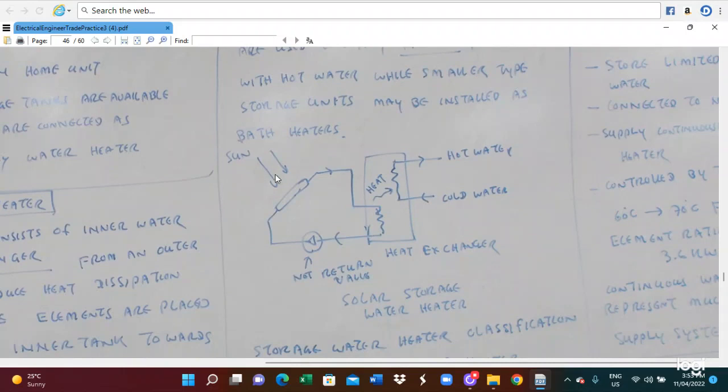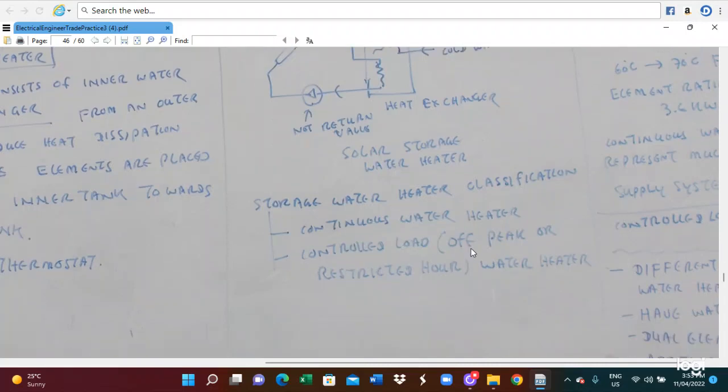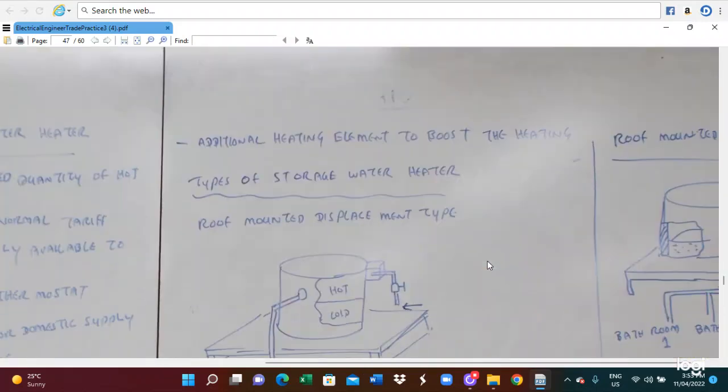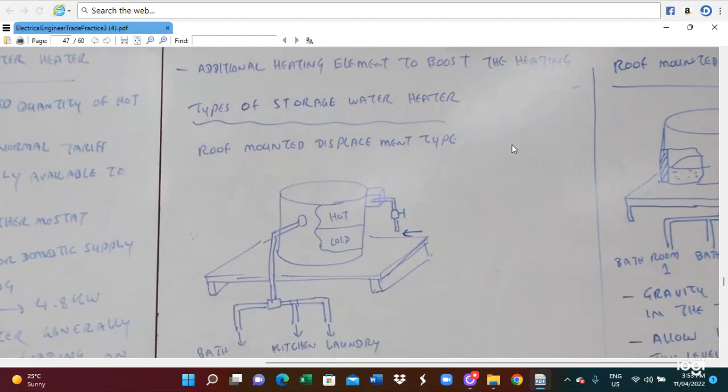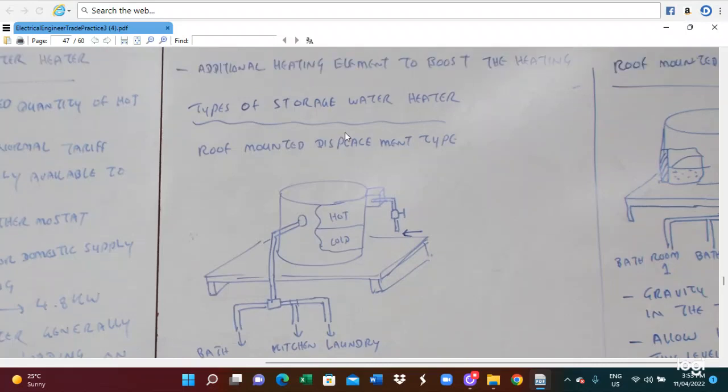So in this case, here is the solar water heater, see the sun coming here. So sun energy can be absorbed in the heat exchanger, and also from cool water to hot water, heat can be exchanged. So the solar storage water heater diagram is here. So the storage water heater classifications are the continuous water heater, controlled off-peak, and the restricted hour water heater. So there is an additional heating element, a booster element. So this is about the cold supply to the bathroom, kitchen, laundry, hot and cold. The additional heating elements are booster heating. So this is the storage water heater.